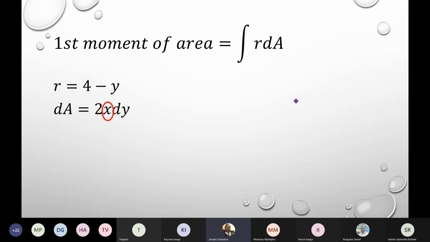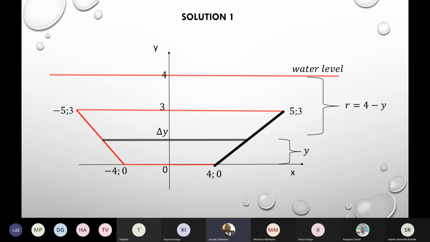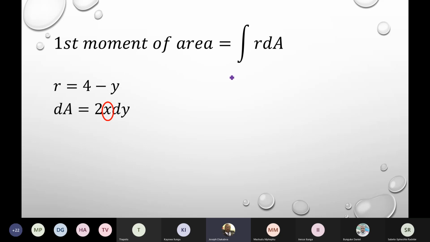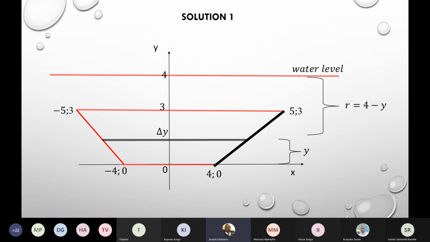You see I circled the x. I need to calculate this x, the one in the circle. How do we calculate it? We come to this graph. I need to find the equation of this straight line here. I need to calculate that.